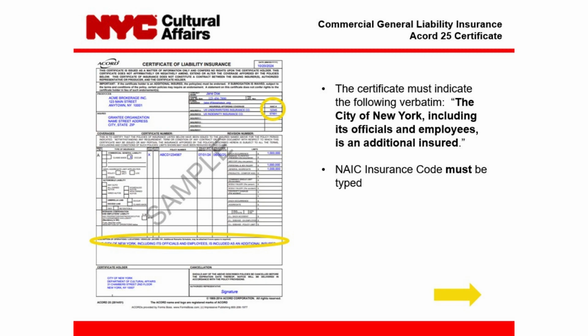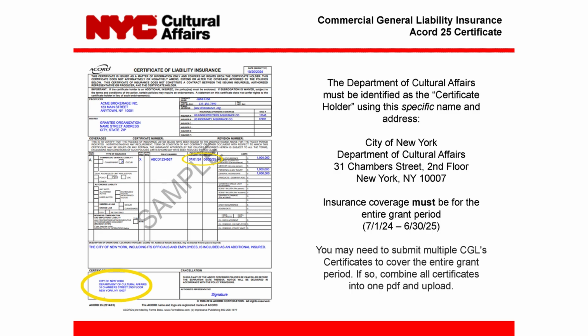On the Accord 25 certificate, the description of operations field must include the following sentence verbatim. The City of New York, including its officials and employees, is an additional insured. And the NAIC insurance code must be typed for all insurers affording coverage. Also, the Department of Cultural Affairs must be identified as the certificate holder using this specific name and address. City of New York, Department of Cultural Affairs, 31 Chambers Street, 2nd floor, New York, New York, 10007.